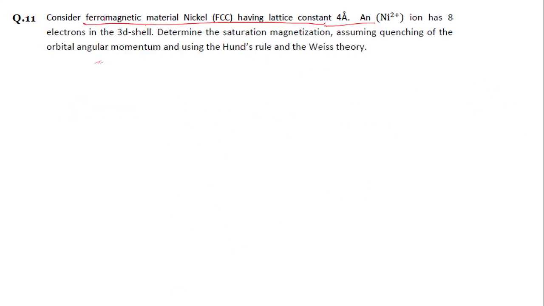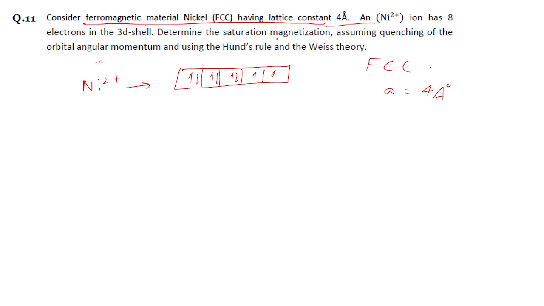Okay, next question is, consider the ferromagnetic material nickel having lattice constant 4 angstrom. The nickel ion has 8 electrons in the 3d shell. 3d shell means 1, 2, 3, 4, 5, 6, 7, 8. There are 8 electrons in the 3d shell for Ni2+. It has an FCC structure and the lattice constant is 4 angstrom. Determine the saturation magnetization assuming quenching of orbital angular momentum.